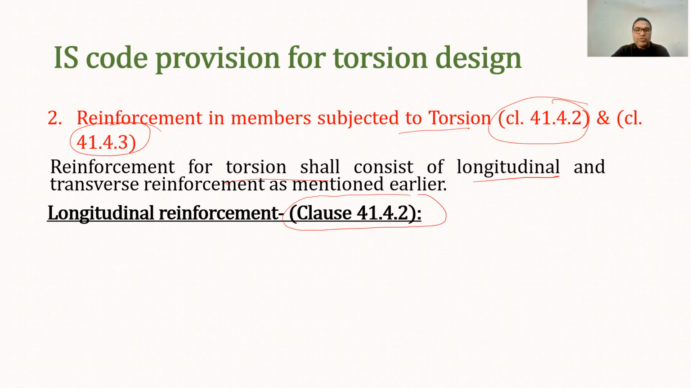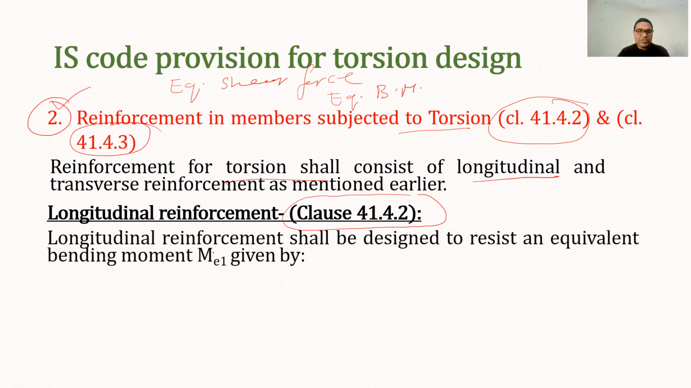Now, longitudinal reinforcement is basically provided for the equivalent bending moment. In the first step we saw the application of equivalent shear force. Now in the second step we will see the application of equivalent bending moment, which is represented as ME1. This equivalent bending moment again consists of the effect of torsional moment and the normal bending moment.